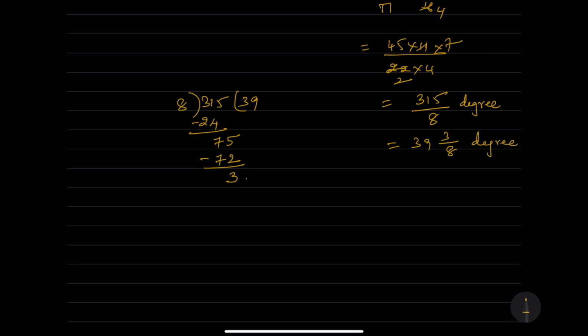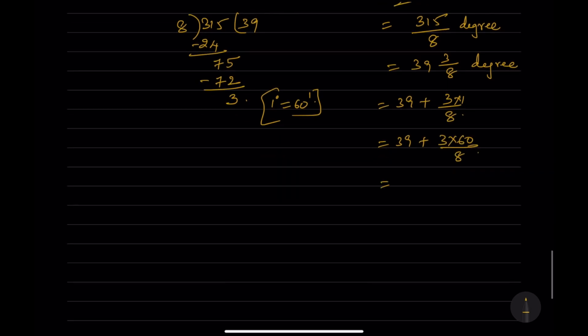Now you are converting this fraction of a degree into minutes. So you can write this as 39 plus 3 by 8. 1 degree is equal to 60 minutes, therefore 39 plus 3 into 60 divided by 8, which is equal to 39 plus 180 by 8.